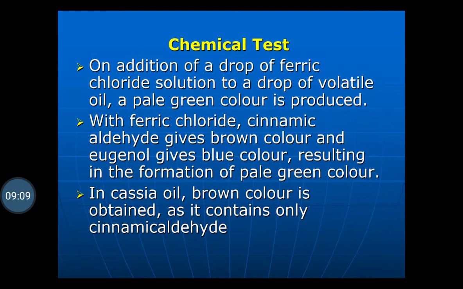In cassia oil, which is another volatile oil, a brown color is obtained as it contains only cinnamaldehyde. In case of cassia, only brown color is obtained, but in case of the cinnamon volatile oil, a pale green color is produced.